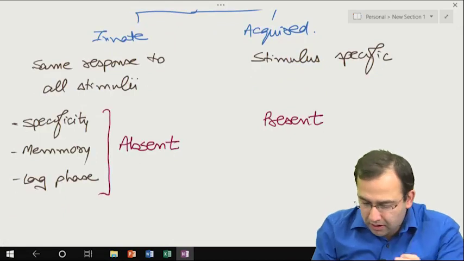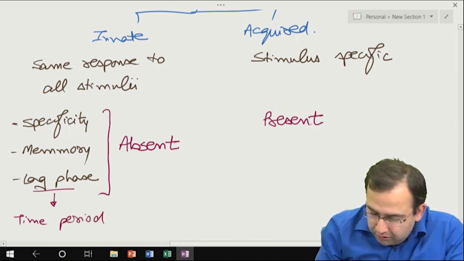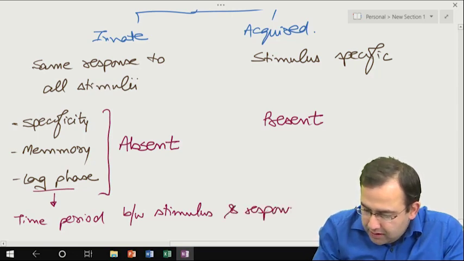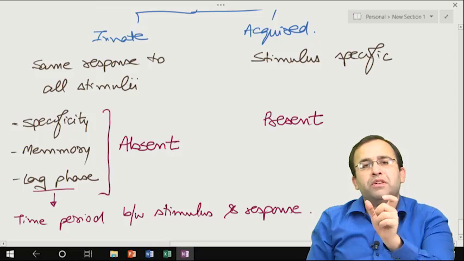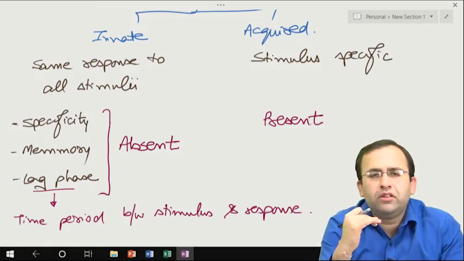What is lag phase? This is the time period between stimulus and response. How much is the lag? It is absent in innate versus present in acquired. This is the basics of immunity.